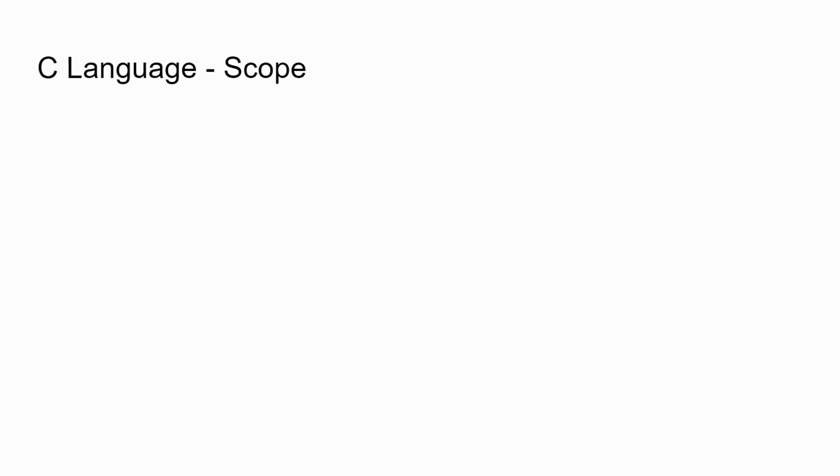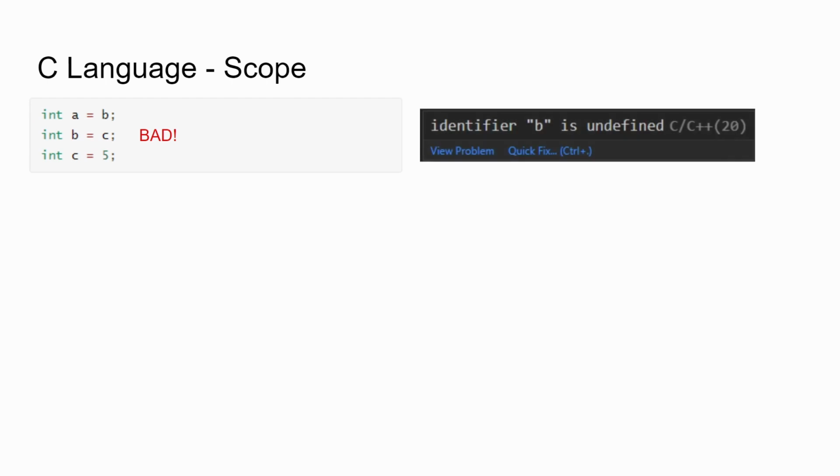If I declare A, then B, then C, I can't reference C in the creation of B, nor B in the creation of A. For instance, this would never work. Depending on your editor of choice, you may see an error like this.